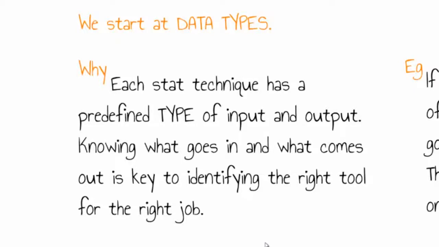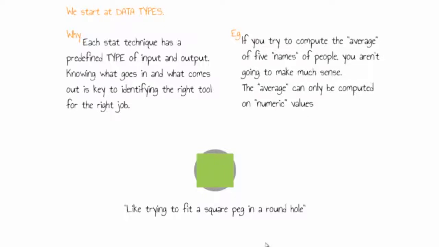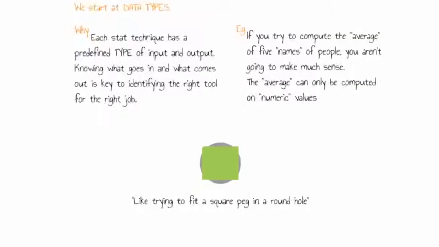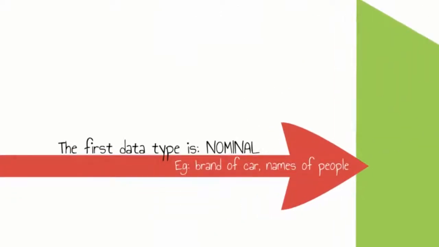not. A very simple example, if I ask you to find the average of 5 people's names, the question itself is nonsensical. It makes no sense to calculate the average of somebody's name, right? And that's because the data types don't match. So the very first data type is the nominal data type. What is a nominal data type? It simply is a classification, a label.